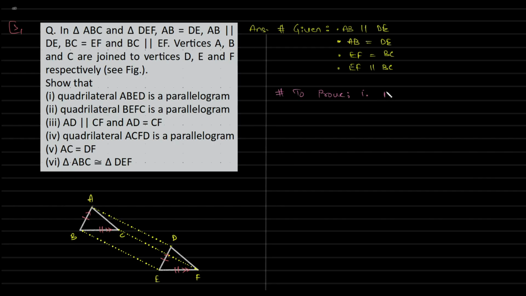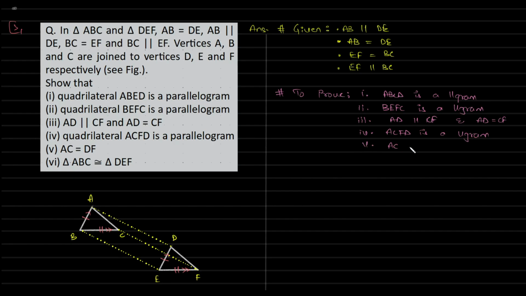So ABED is a parallelogram. Second one, BEFC is a parallelogram. Third one, AD is parallel to CF, and AD is equal to CF. Fourth one, ACFD is a parallelogram. As you can see, it's an extension of whatever we have done over here.